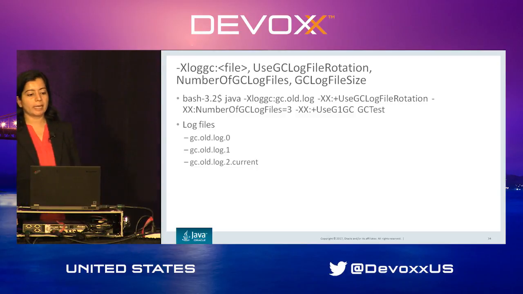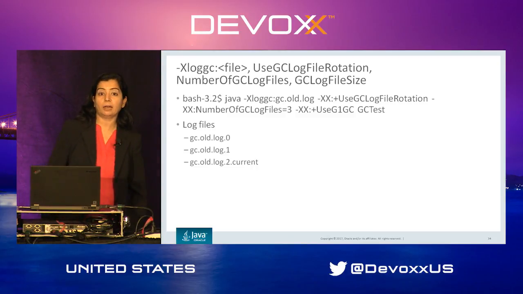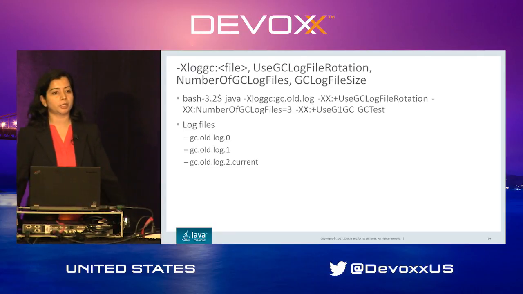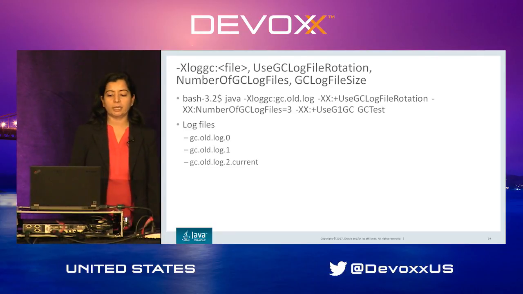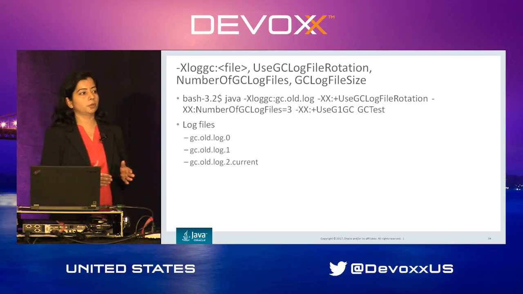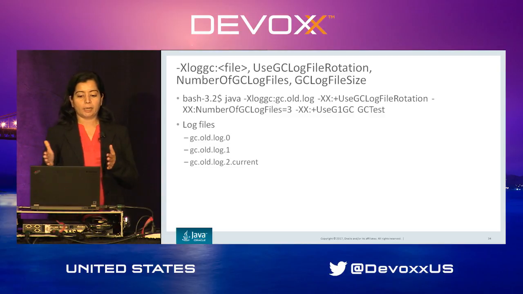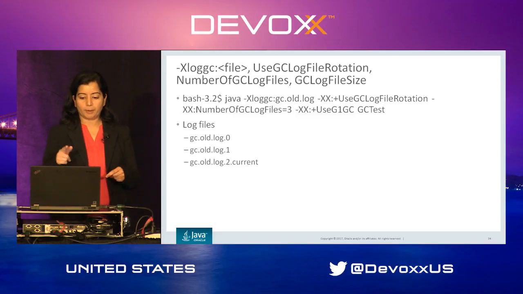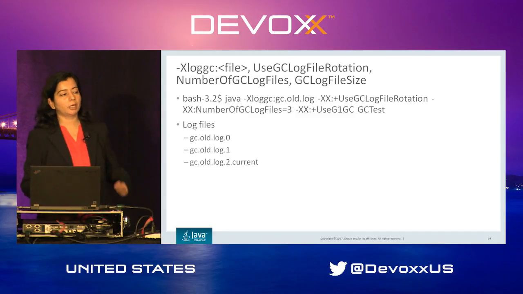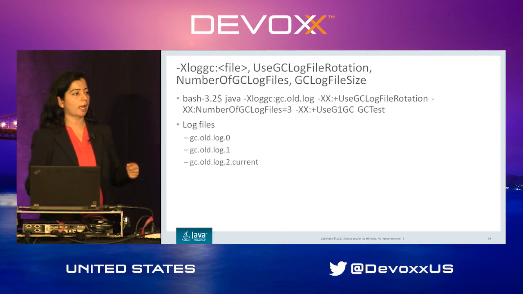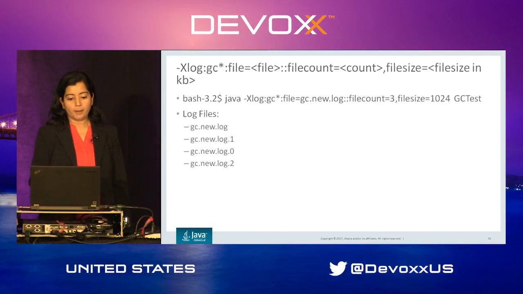We had the -Xloggc option, and we still have the -Xloggc option up until JDK 9. That's used to redirect the logging output to a file, and we could use options like UseGCLogFileRotation to enable the logging file rotation. This is how those options could be used to enable logging file rotation and to redirect the output to a file.